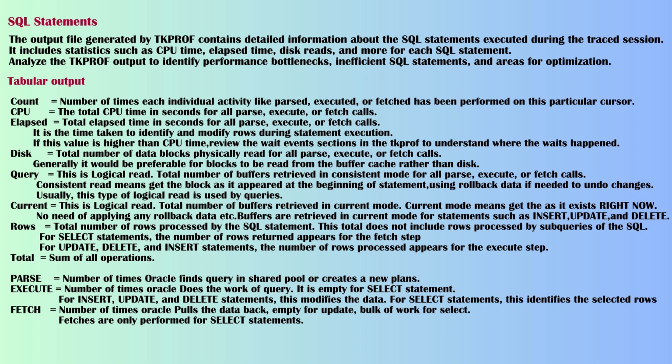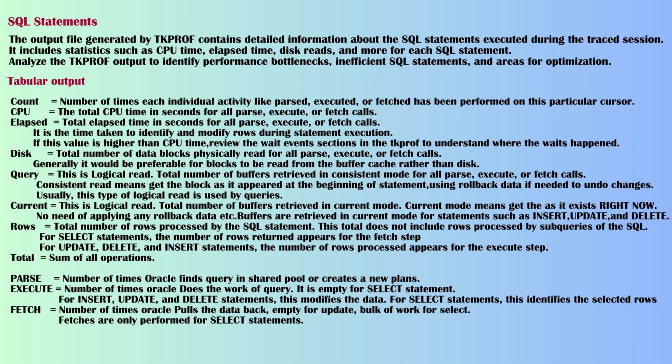Tabular output. Count equals the number of times each individual activity, like parsed, executed, or fetched, has been performed on this particular cursor. CPU equals the total CPU time in seconds for all parse, execute, or fetch calls. Elapsed equals the total elapsed time in seconds for all parse, execute, or fetch calls. It is the time taken to identify and modify rows during statement execution on the server. If this value is higher than CPU time, then you should review the wait events section in the TKPROF for the SQL to understand where the waits happened.